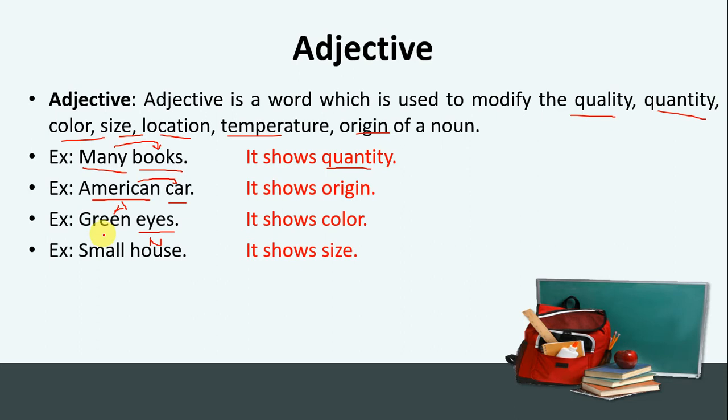Second, we have small house. So the small is an adjective. How do you know it's an adjective? Because it shows the size of a noun. A word which shows the size of a noun, we call that an adjective, right?